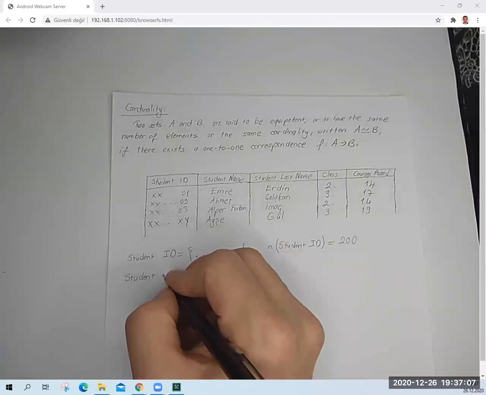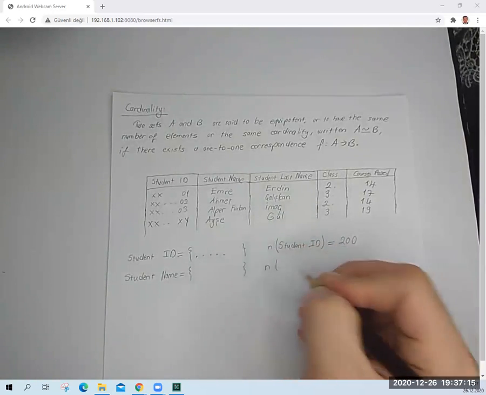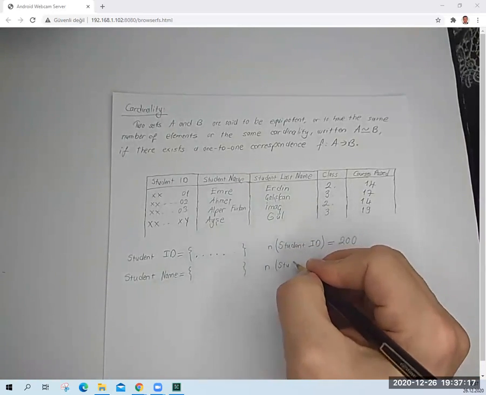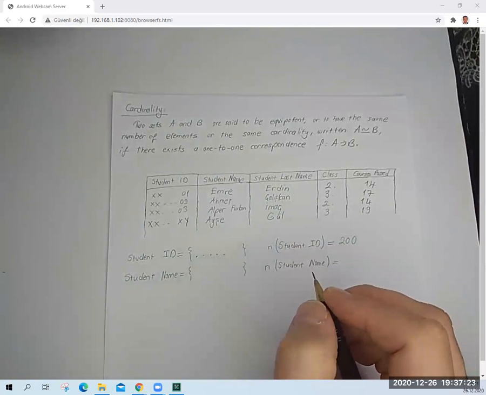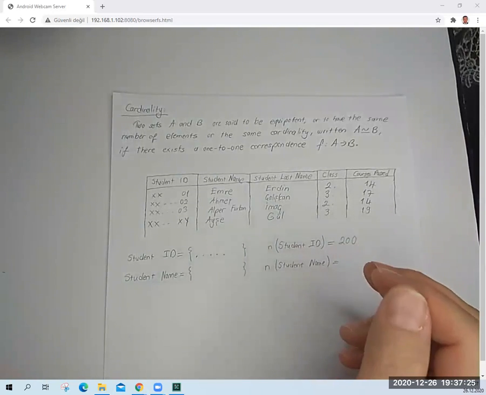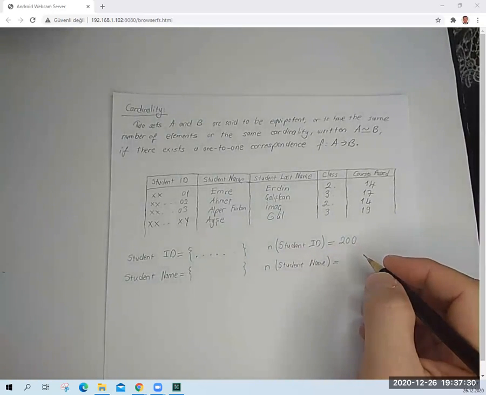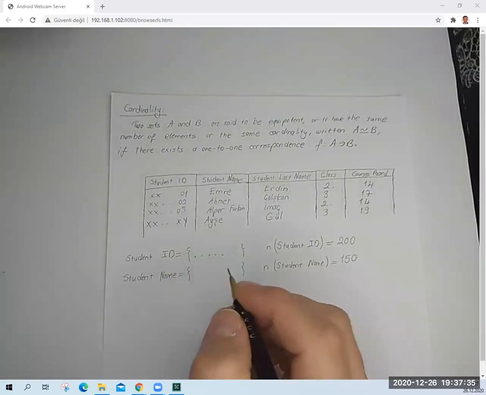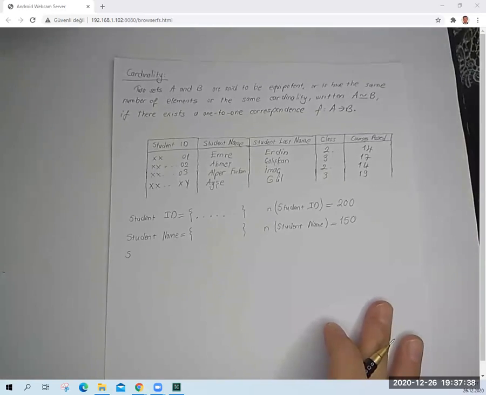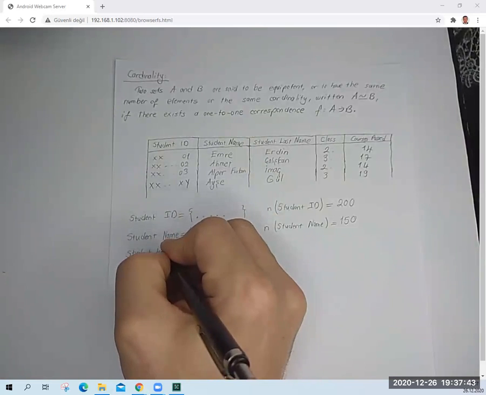Student number and student name. There are the names of the students. And what do you think about the number of student names? Emre, do you hear me? For example, 150. And student last name.